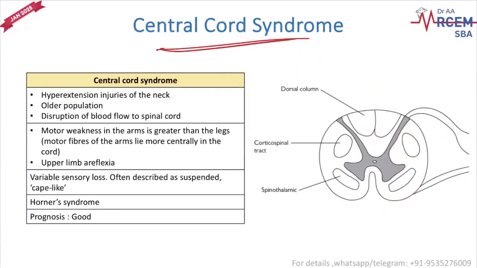Central cord syndrome. Classically, they describe it as a hyperextension neck injury, commonly seen in elderly persons. This is usually because of disruption of the blood flow. But what you need to remember is the presentation: an elderly person with a hyperextended neck injury. Motor weakness in the arms is much greater than in the legs.